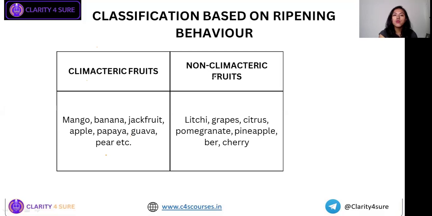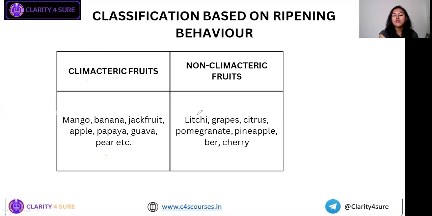Non-climacteric fruits means once we harvest, there won't be any more respiration or evolution of ethylene. So we need to harvest these fruits at the optimum stage of maturity, whenever it is edible. That is your non-climacteric fruits. Examples of non-climacteric fruits are lychee, grape, citrus.